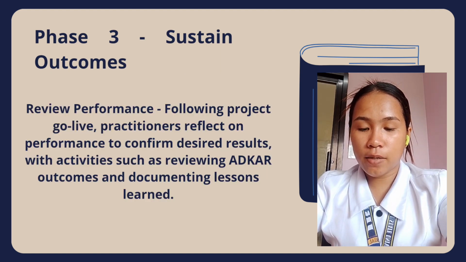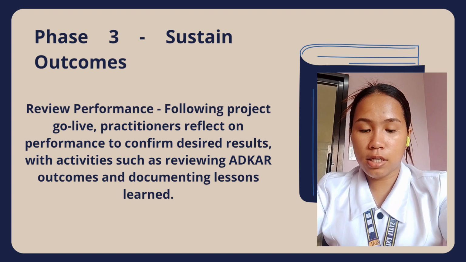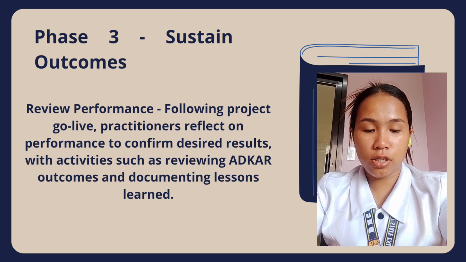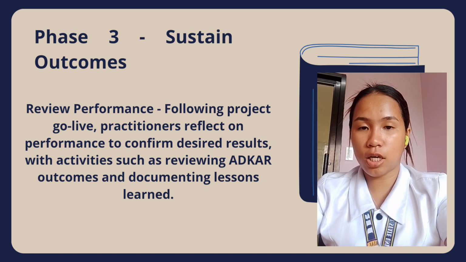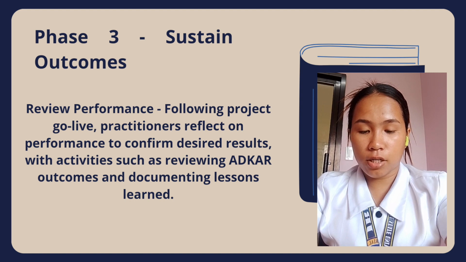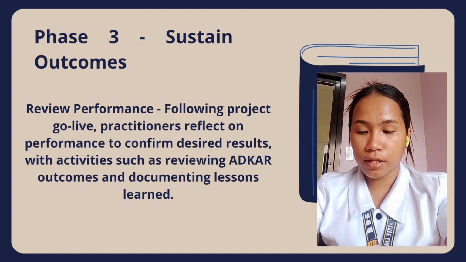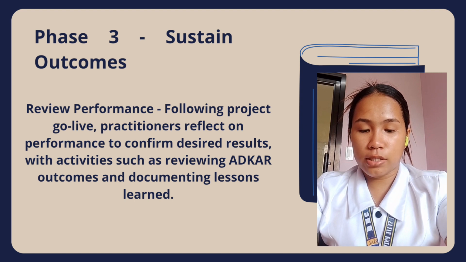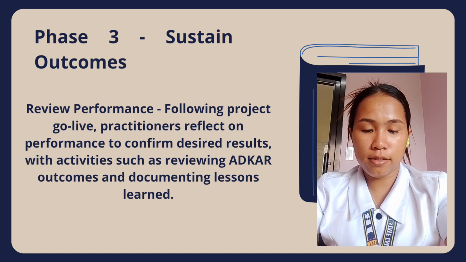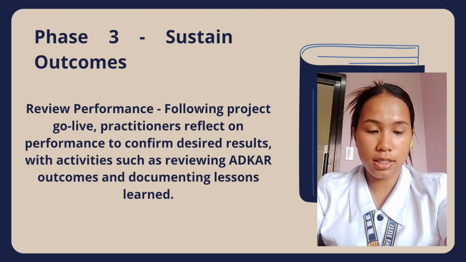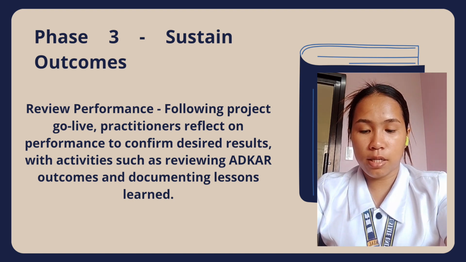So phase 3, sustain outcomes. The third and final phase of the PROSCI 3-phase process establishes the approach of ensuring that the change is adopted and the organization is committed to doing what's needed to sustain the change. Related activities involve reassessing performance, activating sustainment strategies, and transitioning responsibilities.